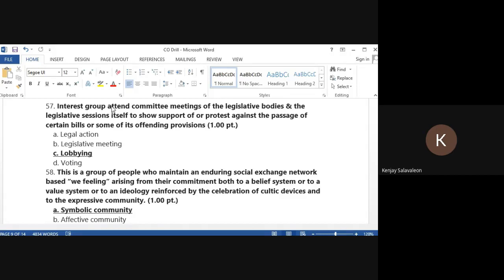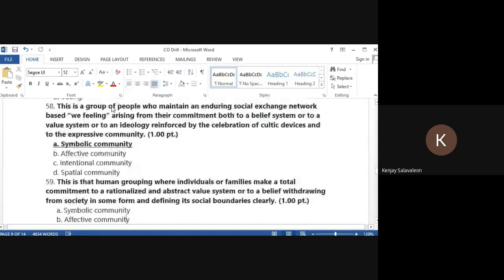58. This is a group of people who maintain an enduring social exchange network based on a we-feeling arising from their commitment both to a belief system or to a value system or to an ideology, reinforced by celebration of cultic devices and to the expressive community. This is what we call symbolic community. They become a symbol. Affective community is when there is warmth and relationship present.